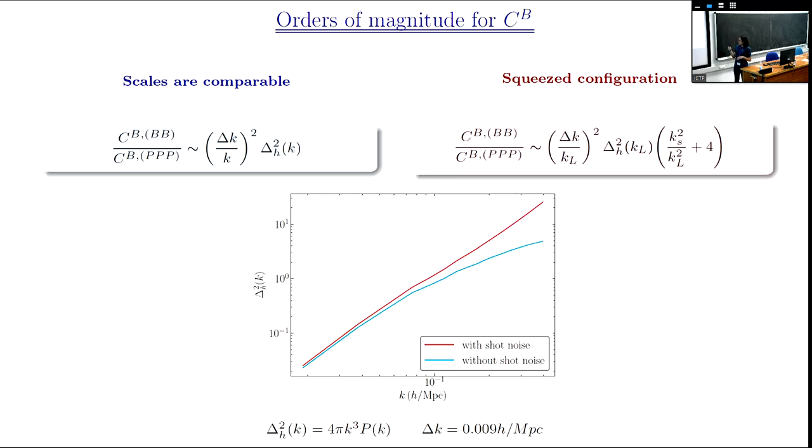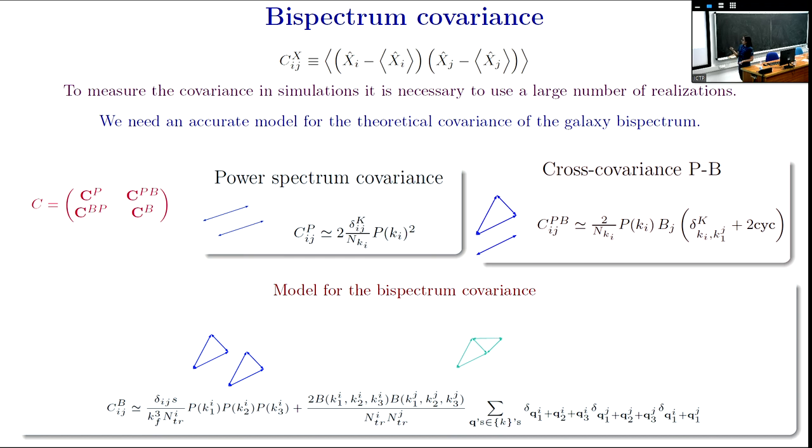To do that, we estimate the magnitude of the non-Gaussian terms with respect to the Gaussian term, for the bispectrum in this case. We conclude that when the scales are comparable, the non-Gaussian term in the bispectrum is irrelevant with respect to the Gaussian term, as it is suppressed by the dimensionless power spectrum. But when we consider a squeezed configuration, it can be of the same order as the Gaussian contribution when the mode that is shared here is a long wavelength mode.